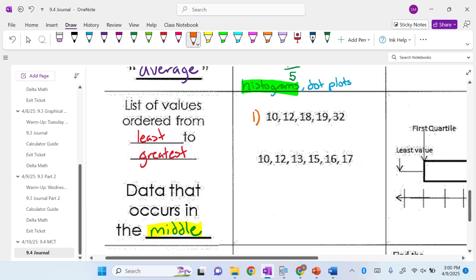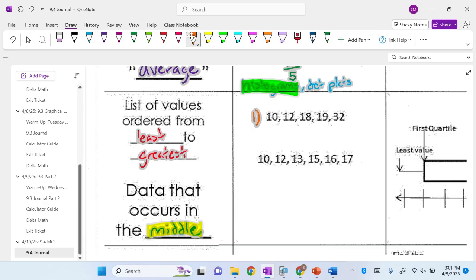What I like to do is I just cross out one from each side until I get to my middle. And remember, you should have the same number of tick marks on either side. So if I cross them out one at a time, and I like to do the tick marks backwards, my median would be 18. That's my middle.